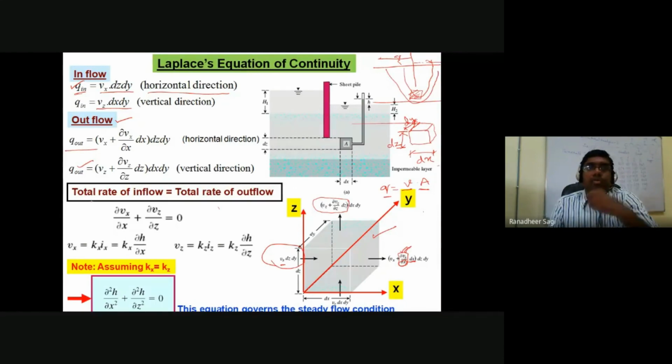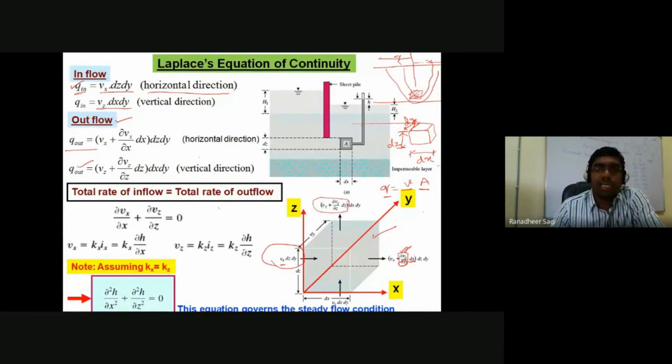Next is the total rate of flow happening through the soil element. Whatever the rate of flow with which it is entering the soil element, in both the x direction and the z direction, the combination of these should satisfy the condition for the rate with which the flow comes out of the soil element. If I look at a particular soil element and consider that there is no change in its volume, then only can I say that it is a steady state flow with which the seepage takes place through the soil.